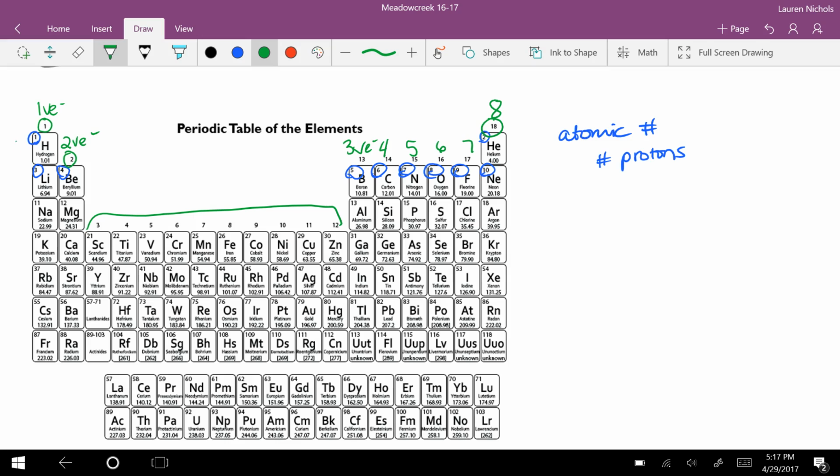Our rows, we have 7 rows, 1, 2, 3, 4, 5, 6, 7, with these last 2 being members of rows 6 and 7 respectively. And our rows tell us the energy levels. So with this being said, let's jump into a few big ideas.